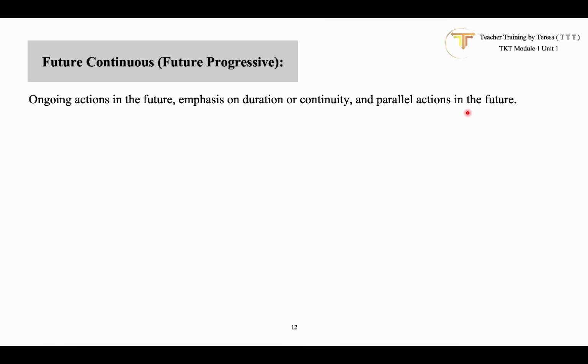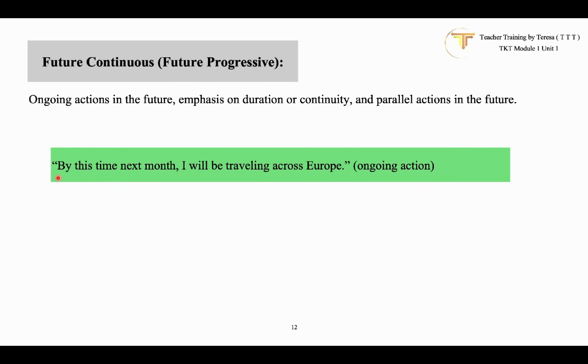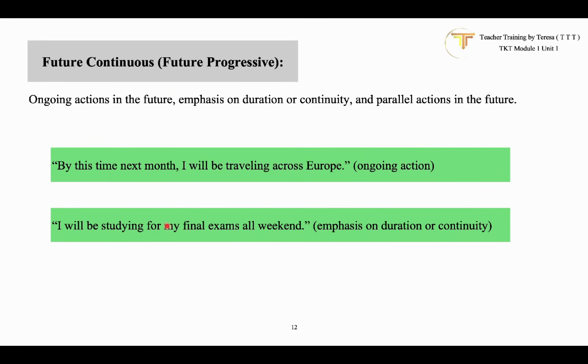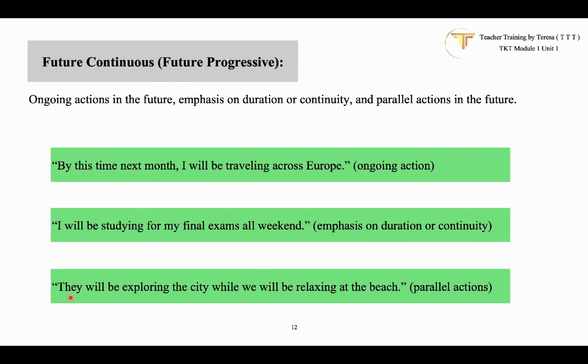Future continuous, or future progressive, describes ongoing actions in the future, emphasis on duration or continuity, and parallel actions in the future. Examples: By this time next month, I will be traveling across Europe. Ongoing action. I will be studying for my final exams all weekend. Emphasis on duration or continuity. They will be exploring the city while we will be relaxing at the beach. Parallel actions.